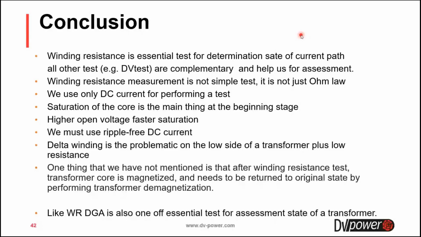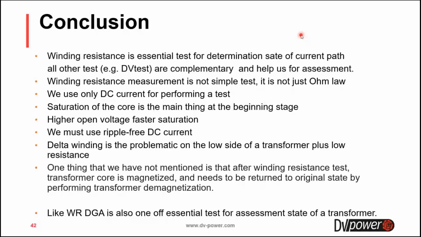We use only DC current for performing a test. Saturation of the core is the main thing, and at the beginning stage, the higher the open voltage, the faster it saturates the test object. We must use ripple-free DC current for measurements. Delta winding is problematic, especially on the low side of a big transformer.